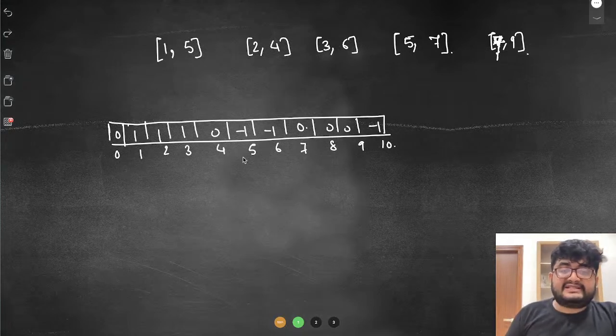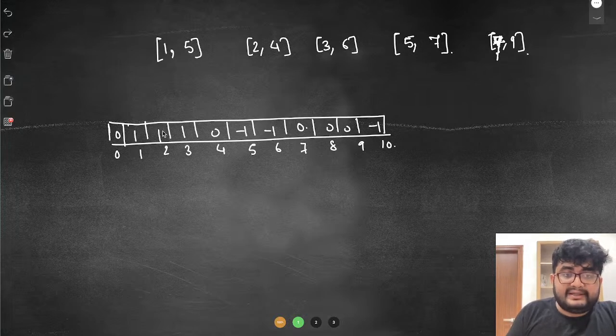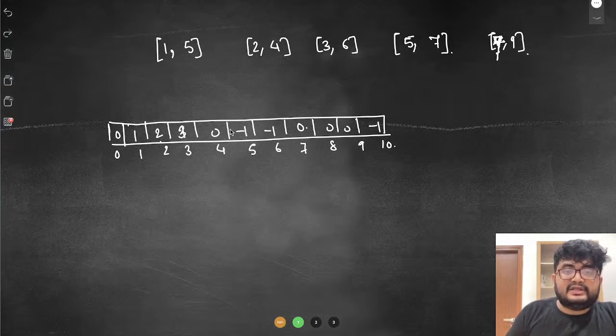Now if we take a prefix sum, see what will happen. 0, 1, this will become 1 plus 1, that is 2. This will become 3. This will remain 3. This will become 2.